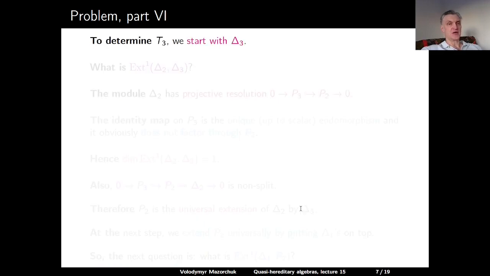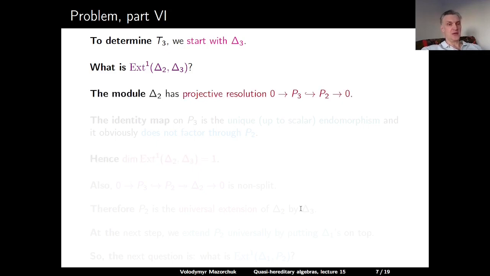It remains to construct T3. So in order to construct T3, we use the construction of tilting modules as in the theorem about the existence of tilting modules. We start with delta 3 and try to universally extend it by delta 2 by putting delta 2 on top of delta 3. So how many delta 2's do we need? That's the dimension of the Ext^1 from delta 2 to delta 3.